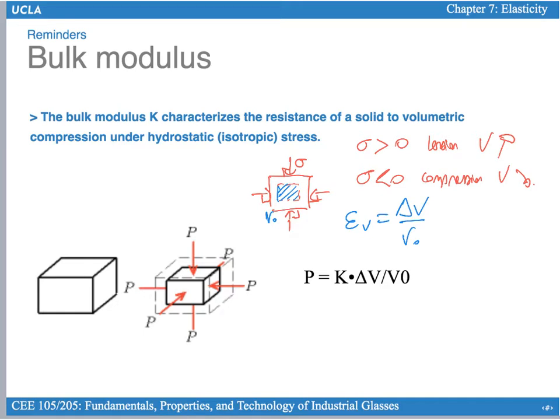In that case, if you have a positive normal stress, then the tension, you have a situation where you have a tension, then the volume is increasing. It means that delta V is going to be positive.